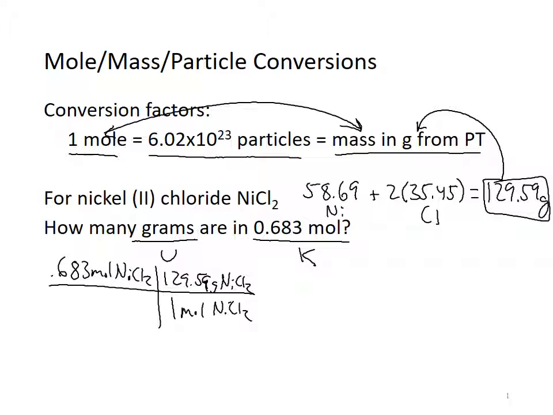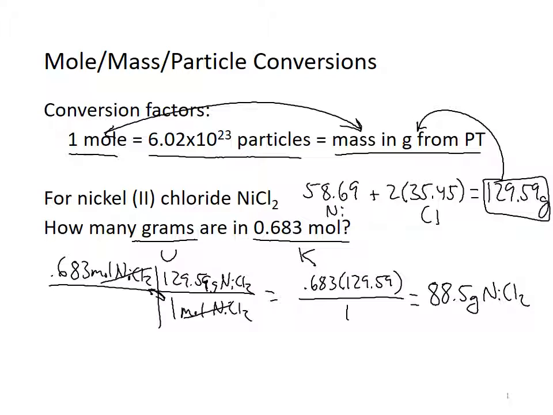How I knew to put mole at the bottom is because the units in those diagonal boxes need to be the same, so they will cancel out, because remember, this horizontal line represents division. So when I go to do the math for this, it's going to be 0.683 times 129.59 divided by 1, which to three significant figures is 88.5 grams of nickel 2 chloride. So three significant figures in my answer because my starting quantity also had three significant figures in it.